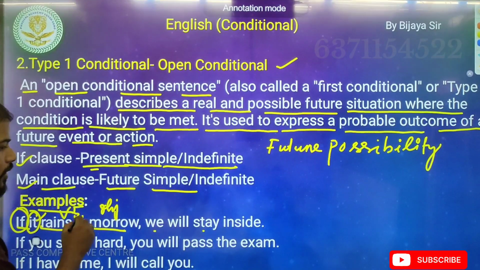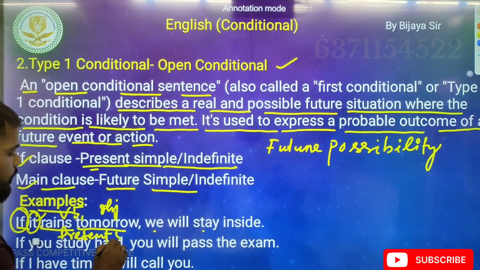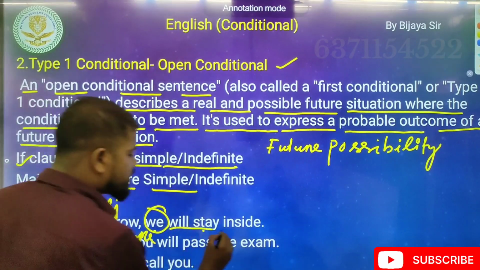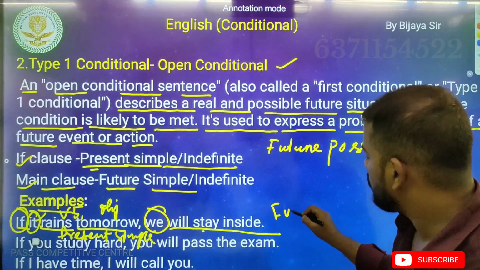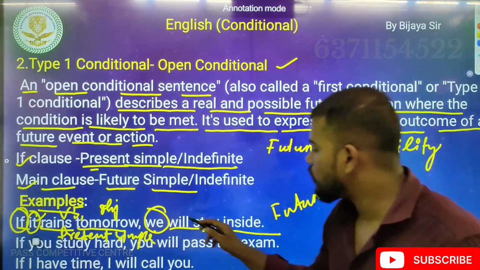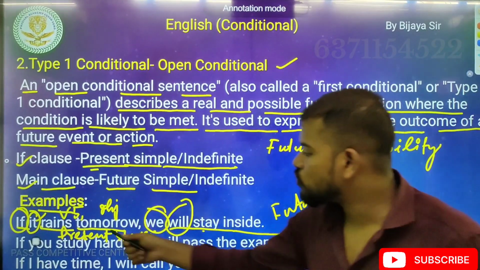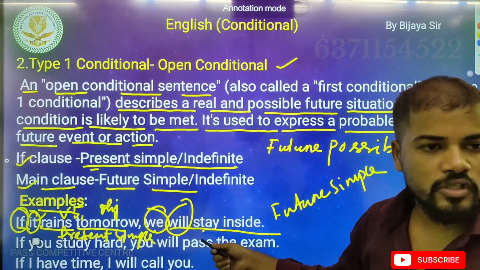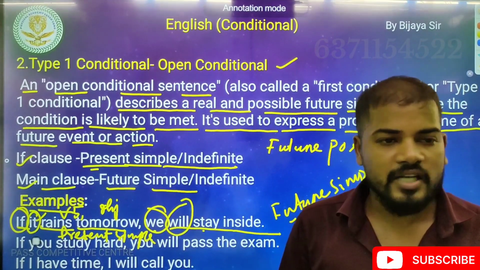It means this one is present simple. We is the subject, will stay inside. Okay, this one is future simple, because we use will here. Yes or no? So it is future simple tense. This if clause is in present simple and the main clause is in future simple, so it is known as first type conditional.